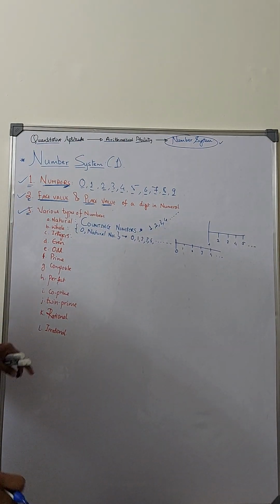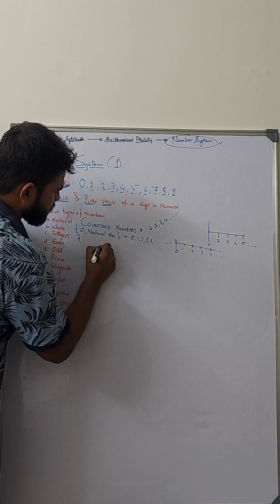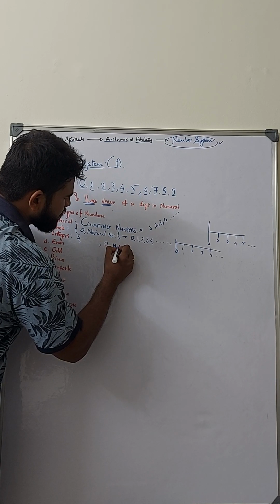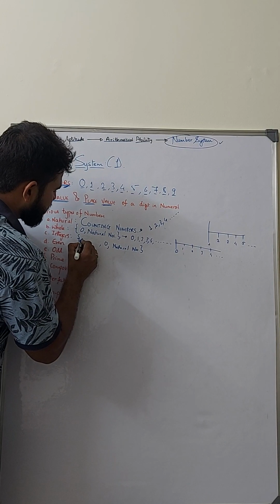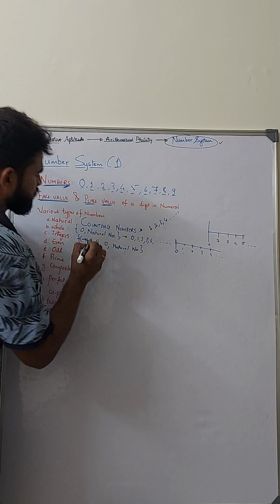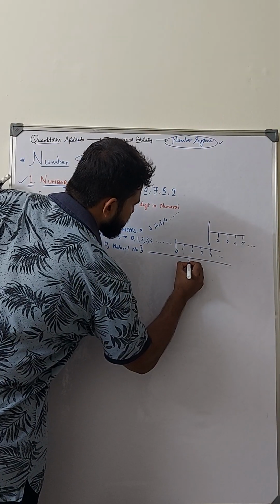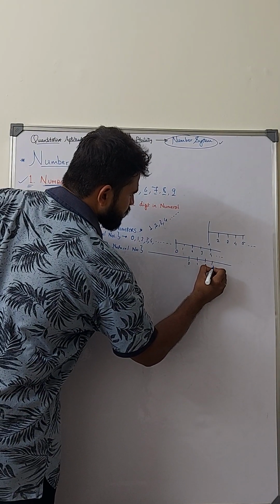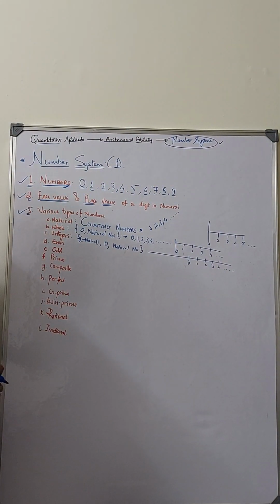Integers, you can say, are the set including 0, natural numbers and negative natural numbers. For example, if you draw a line over here, 0 is included, same as whole numbers: 1, 2, 3, 4, and so on. Similarly, on the left hand side, we have the negative values.